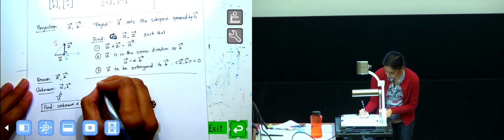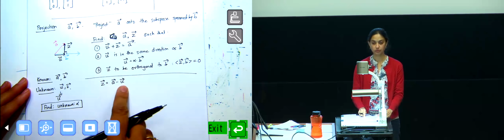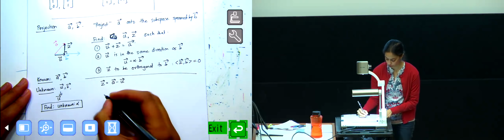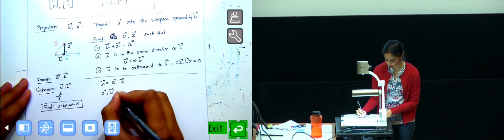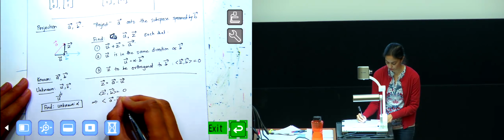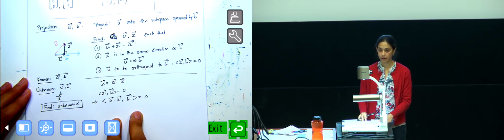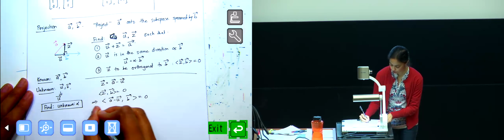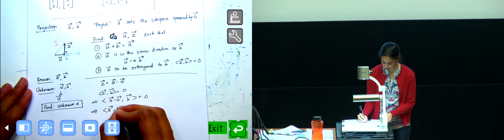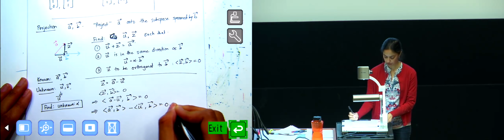So the first thing I'm going to do is write z is equal to a minus u. Right? And then I know that I want the inner product of z and b to be equal to 0. So then I'm going to say z inner product b is equal to 0, which is the same as saying a minus u inner product b is equal to 0. But now we can apply a distributive law, right? So this gives me a inner product b minus u inner product b equal to 0.